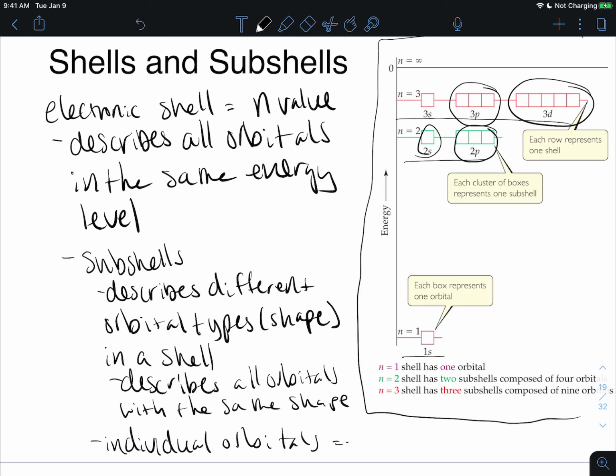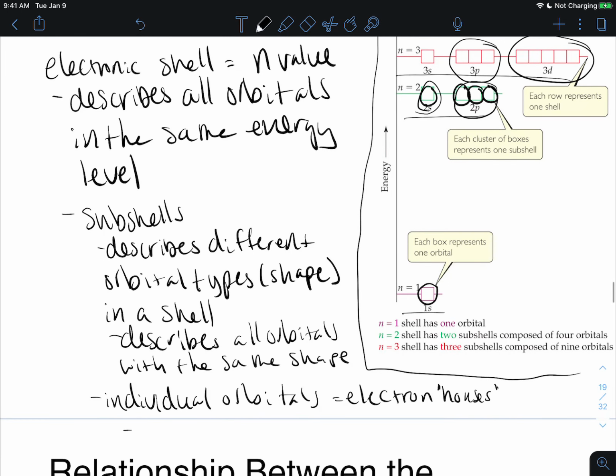These are our electron houses, right? So where the electrons reside. And these are going to be these single boxes in here. So these are our orbitals. And in each orbital, you can have 2 electrons. So an orbital can house a maximum of 2 electrons.